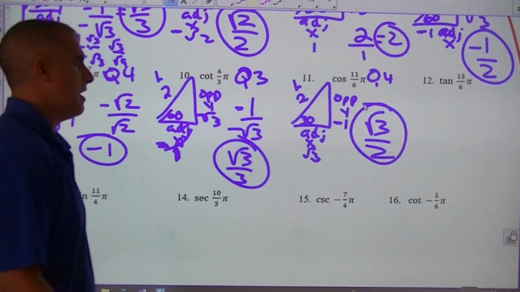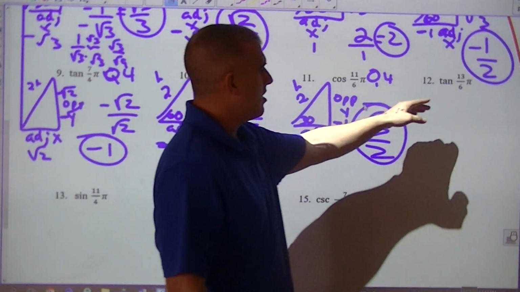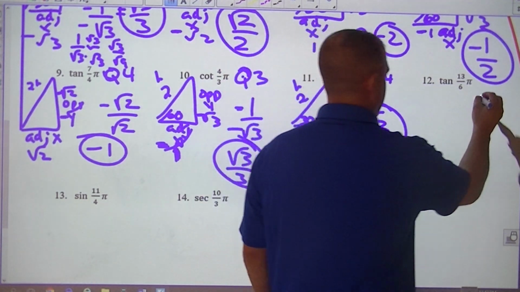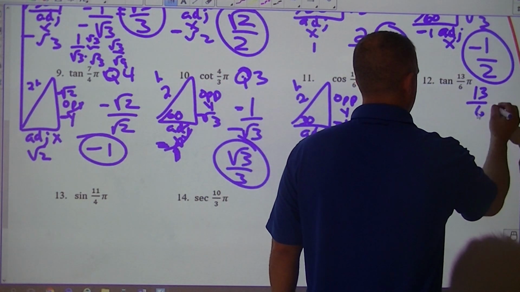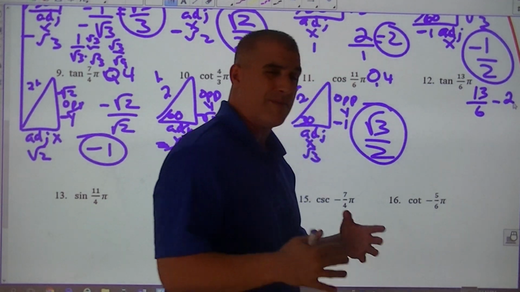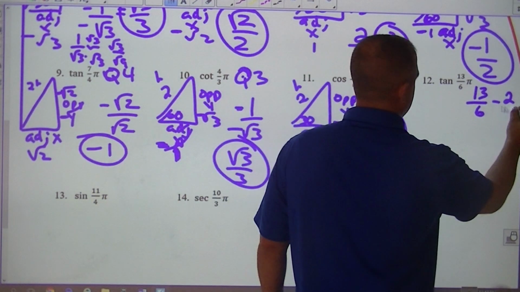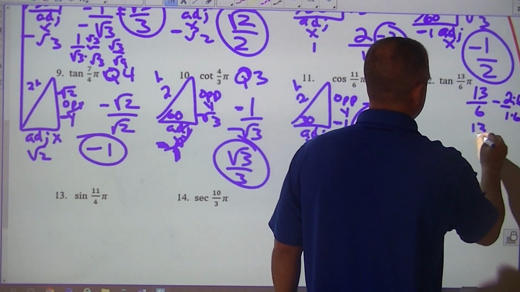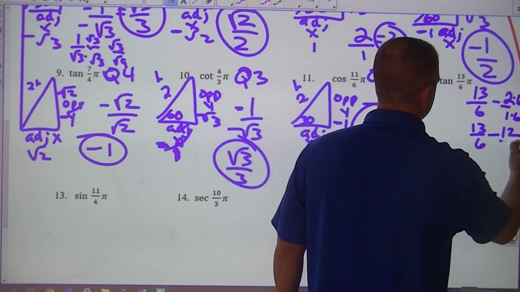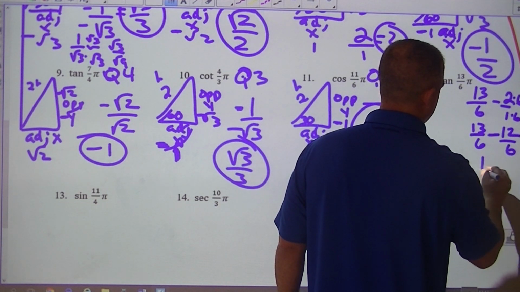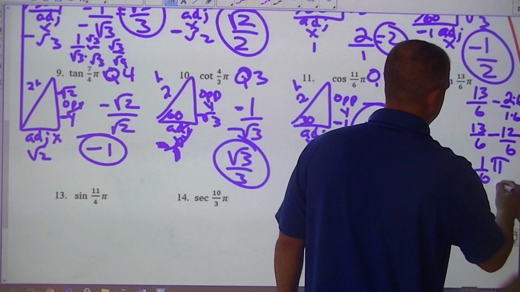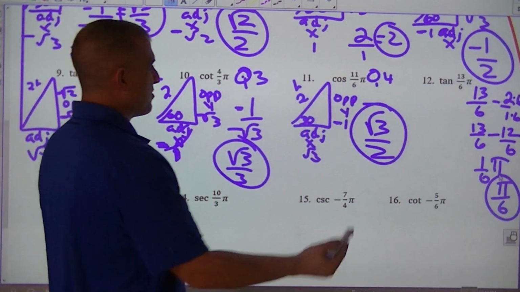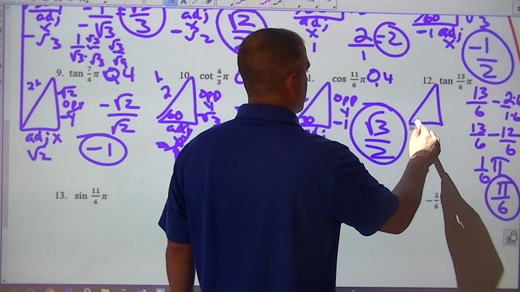Tangent. Now, if you notice here, 6 would go into 13 twice. That means I'm going to have to take the 13 over 6 and subtract what would be 2 pi, but I'm going to leave the pi's out. So I'm going to multiply by 6 top and bottom. So it's going to be 13 over 6 minus 12 over 6, which ends up being 1 over 6 pi. Another way of writing that is pi over 6. So this is what I'm really working with. That's actually real easy. That's going to be a 30-degree angle.